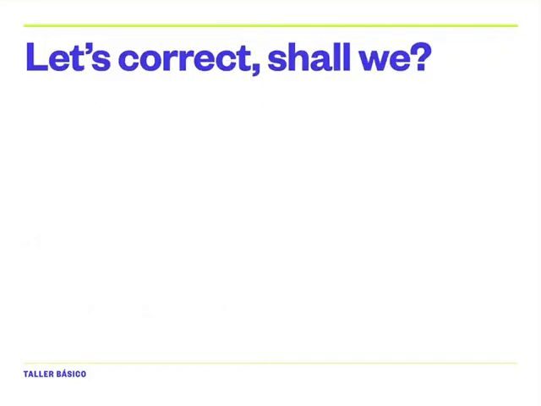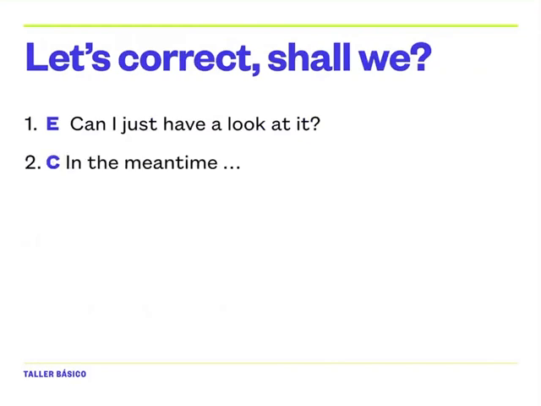Let's correct, shall we? Sentence number 1, letter E is the example: can I just have a look at it? Number 2, with letter C, in the meantime. A nice expression, in the meantime, mientras tanto. Number 3 goes with letter B. We'd better take an x-ray.